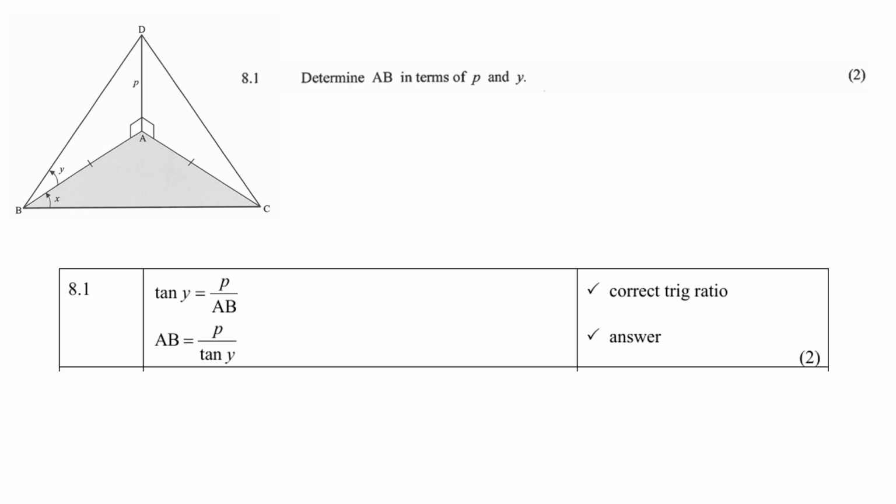So we're going to use triangle ABD, which is right-angled. If you look at the tan of y, which is opposite over adjacent, then it will be p over AB. Cross multiply, and then you get AB equals p over tan y. Remember, you must find AB in terms of p and y.